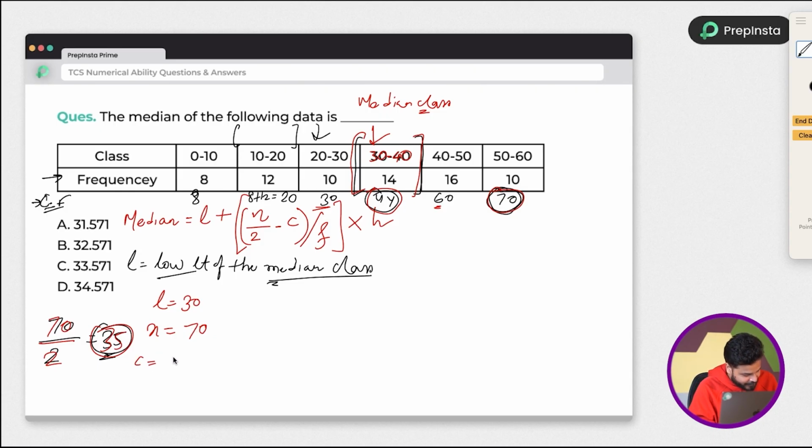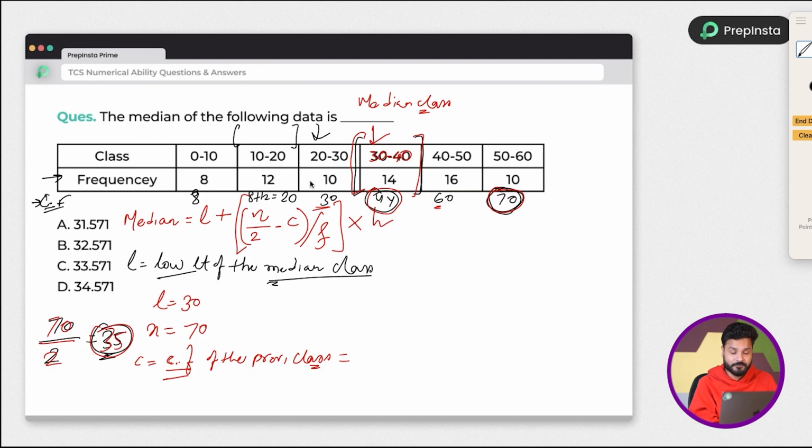C is basically the cumulative frequency of the previous class, the class before the median class, or I simply call it the cumulative frequency of the previous class. Do not confuse here. Frequency and cumulative frequency are two different things. So when it is C, you have to write the cumulative frequency of the previous class. When I say previous class, basically the class before the median class.